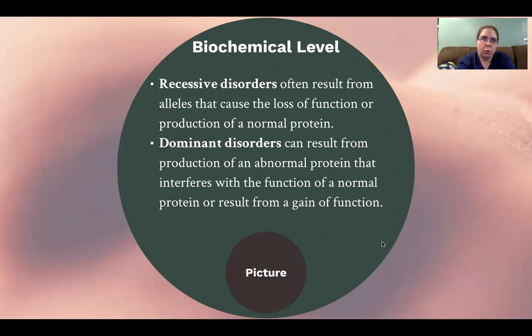Biochemical level. So why is it that dominant and recessive disorders function differently? A lot of it has to do with the proteins that are created as a result of a recessive versus dominant combination of alleles. So typically, what we notice with recessive disorders is when you have two recessive alleles and it results in a disorder, there tends to be a loss of function for a protein or the loss of the production of that protein. So regardless, the protein is not there, or it's there, but it's not doing anything.